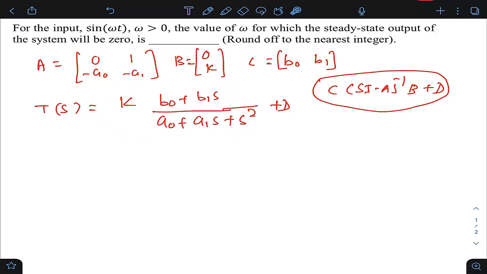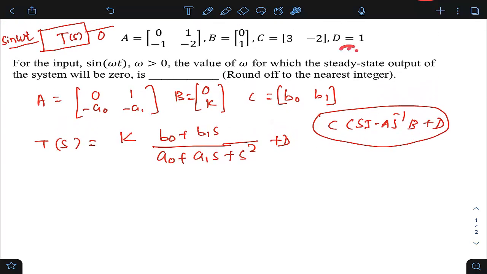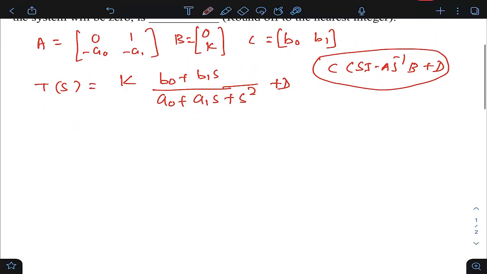So many times D happens to be 0, so this factor doesn't come. But in this case, the D matrix is not 0. D is 1. So we have to take care of that also. So let us find the transfer function.